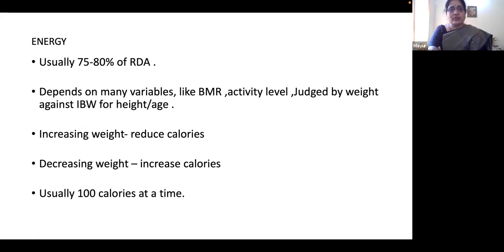Energy, usually we don't recommend exactly according to their age group. It is only 75 to 80% of the RDA. Other factors are also considered, like their activity level and their BMI, in a child above 1 year. If they are putting on weight, we reduce calories. If they are losing weight, we increase calories. We would not increase more than 100 kilocalories at a time, because as per recommendation, it should be only 75 to 80% of RDA.